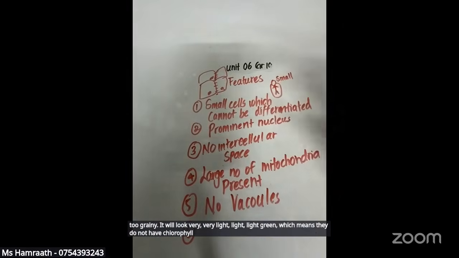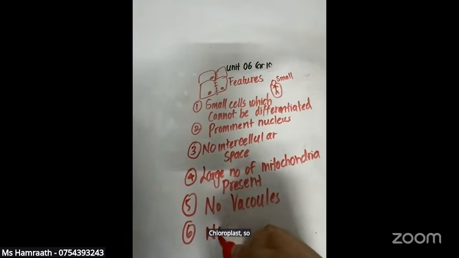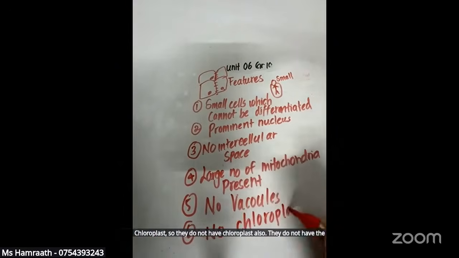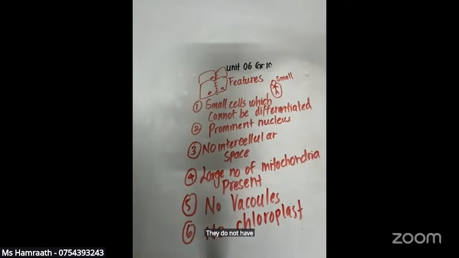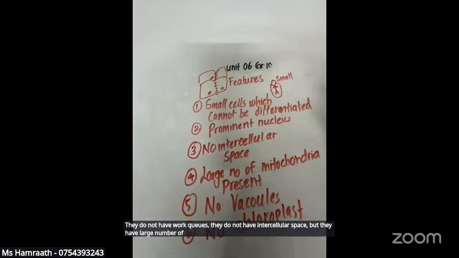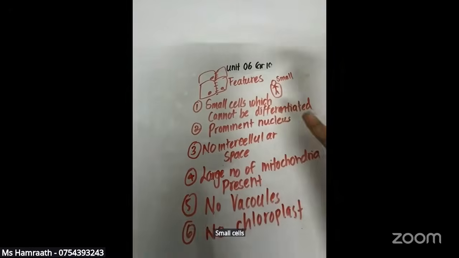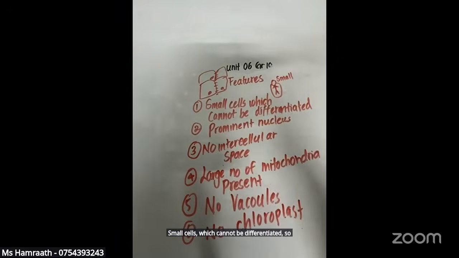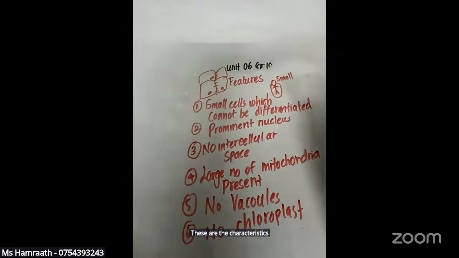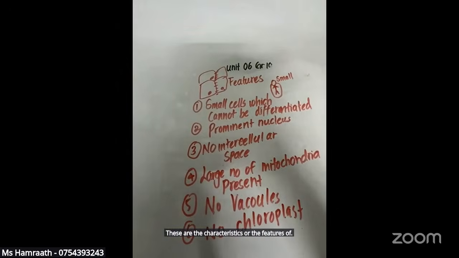So what is the organelle that gives the chlorophyll? Chloroplast. So they do not have chloroplast, they do not have vacuoles, they do not have intercellular space, but they have a large number of mitochondria, a prominent nucleus, and small cells which cannot be differentiated. These are the characteristics or features of meristematic tissue.